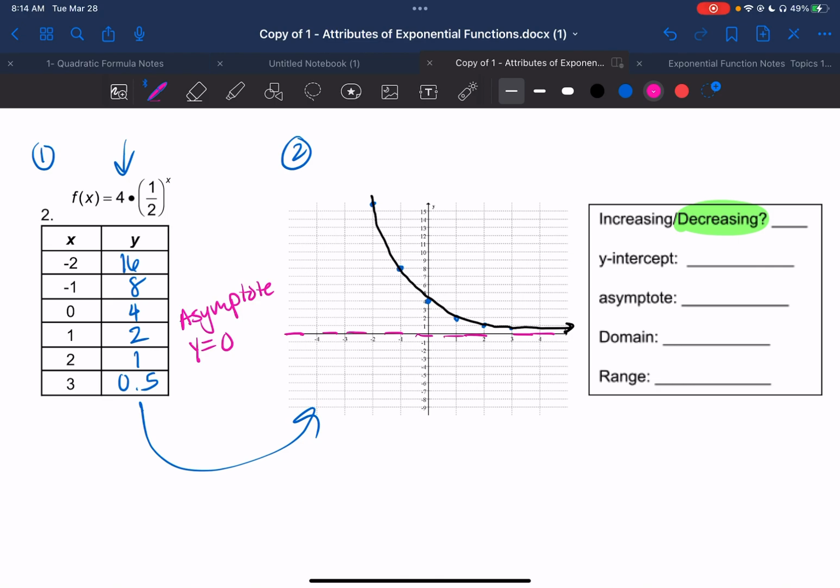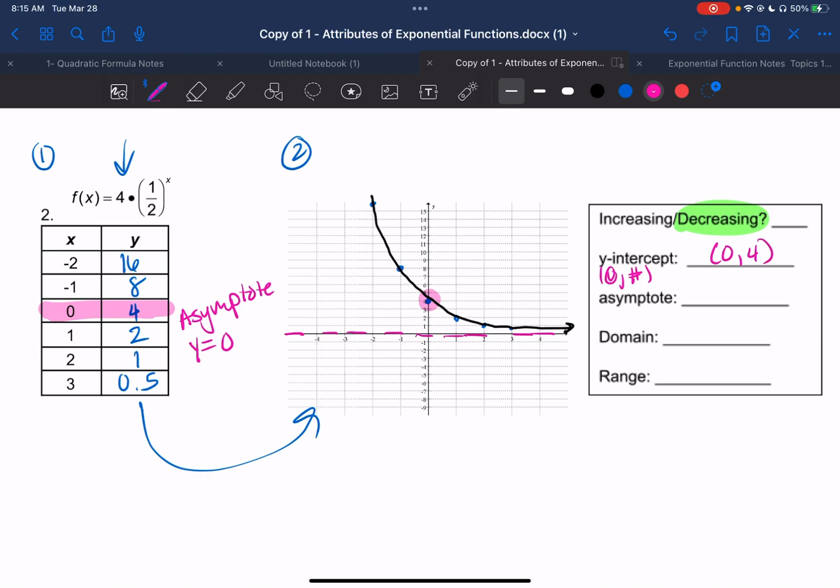All right, so what is your y-intercept? Your y-intercept is when your x value is 0. So you have 0 comma a number, right? We know it's right here. This is your y-intercept. So this is 0 comma 4.